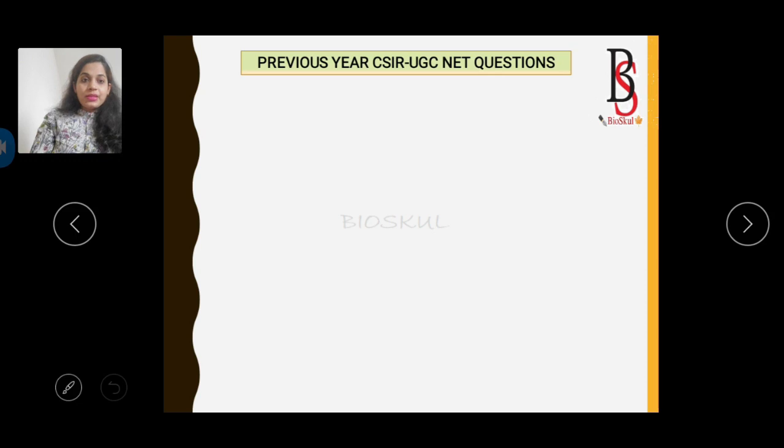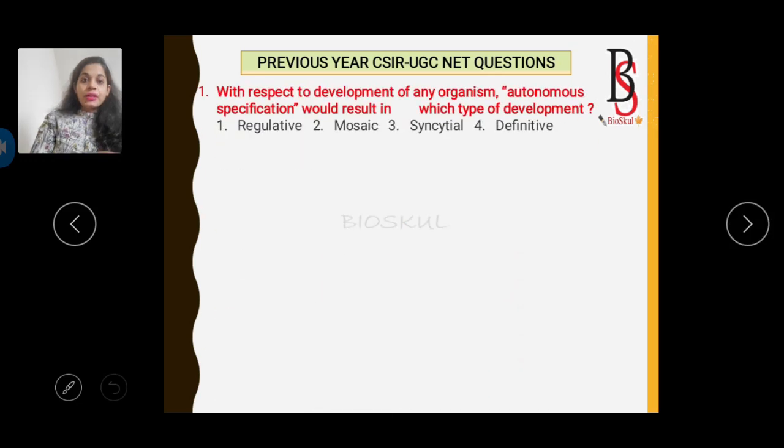Now the previous year CSIR UGC NET questions. With respect to development of any organism, autonomous specification would result in which type of development? Autonomous specification results in which type of development? It will develop into a mosaic embryo.